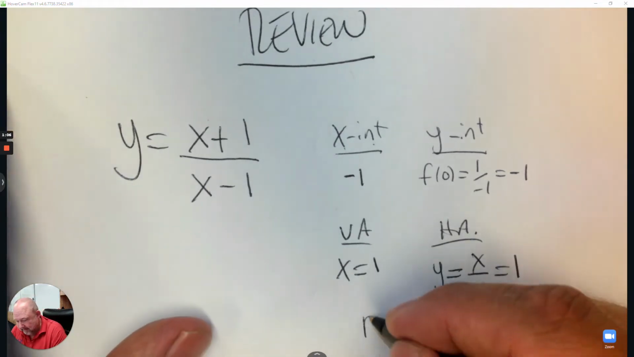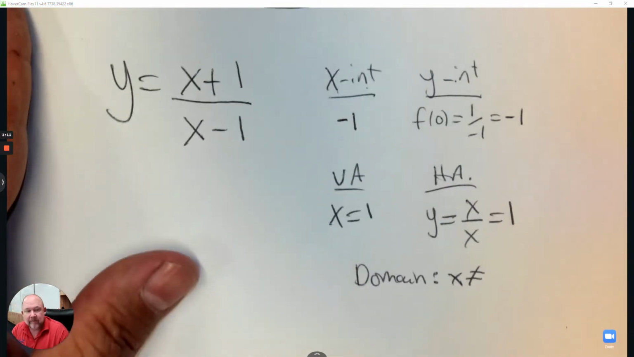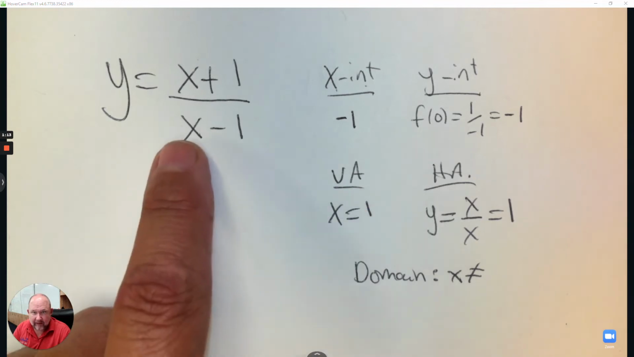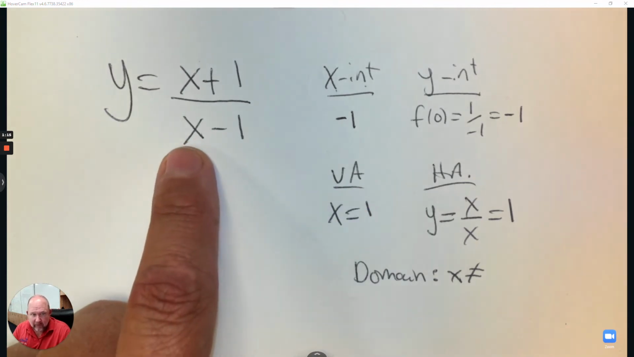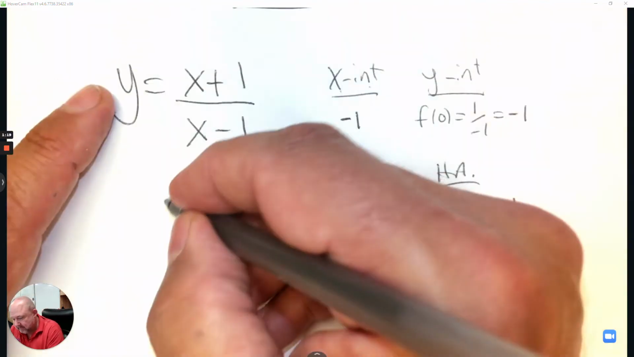And then the domain is what x cannot equal, and it comes from the vertical asymptote. You cannot have a 0 on the bottom. So what can x not equal? And we did the first part. Now the second part, can you graph this?